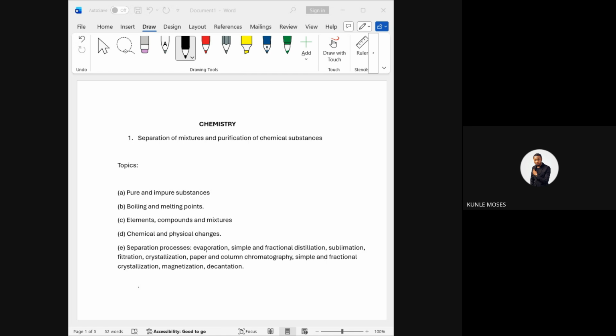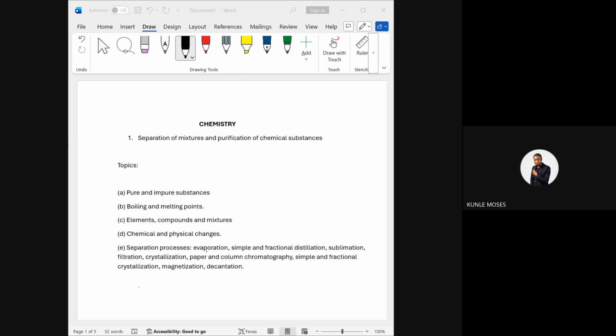And also, you must be able to use boiling points and melting points as a criteria for purities of chemical substances. You must be able to use the boiling point and the melting point of different substances as a criteria to understand the level of their purity. And you must be able to distinguish between elements, compounds, and mixtures. Many times you don't ask questions on this because it is too simple, but you can be lucky. They can give you a compound and ask you, is it an element, a compound, or a mixture?